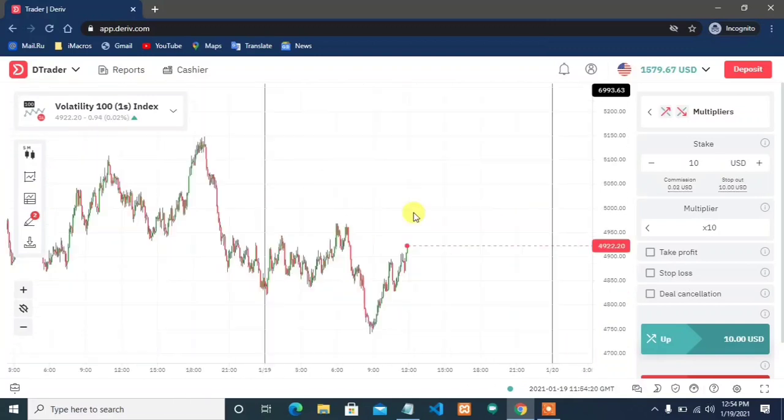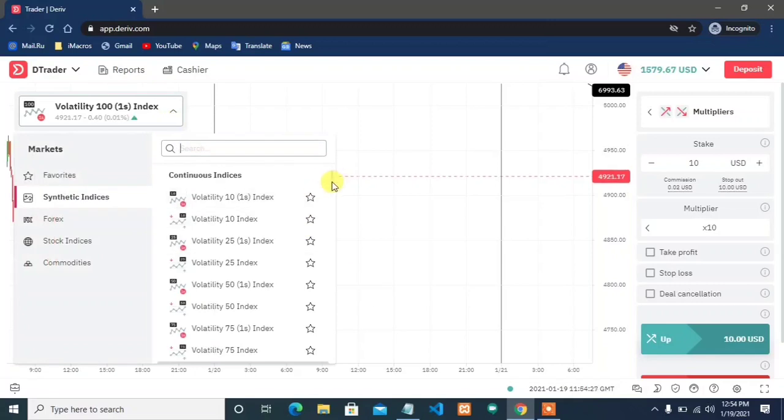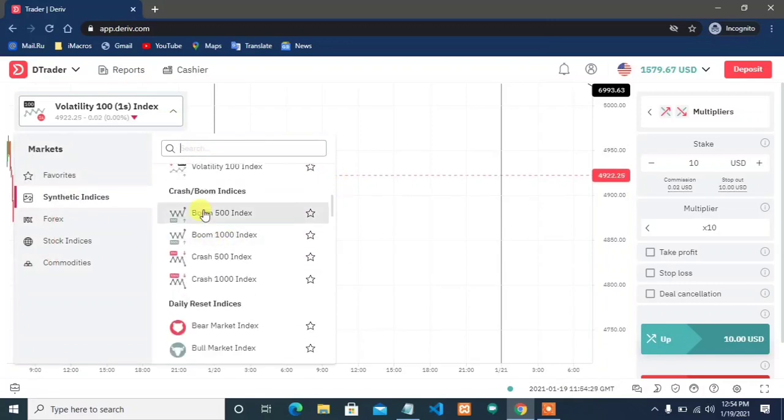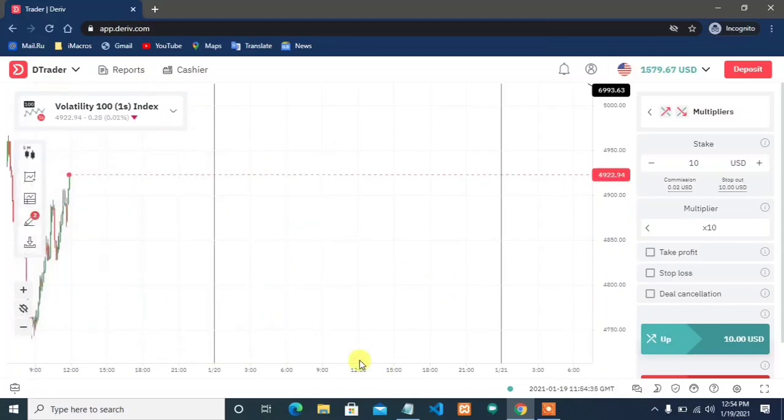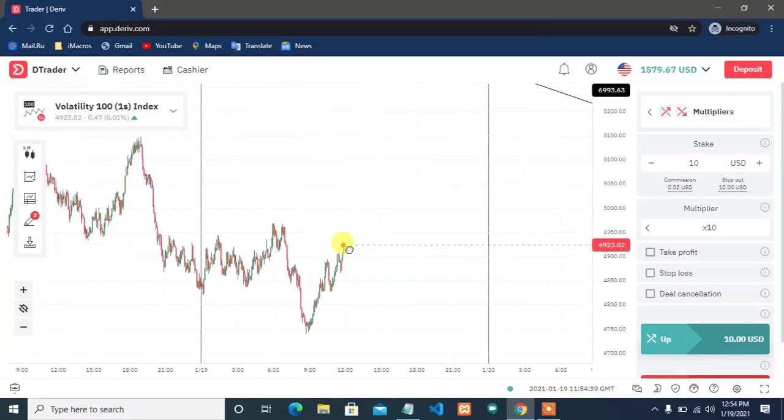So we can also trade Boom and Crash. You can see there are what we call multipliers, and we can also trade Boom and Crash here as well. If you scroll down, you can see Boom and Crash is available on the trade platform. Now we are going to be analyzing the market and getting a good entry.